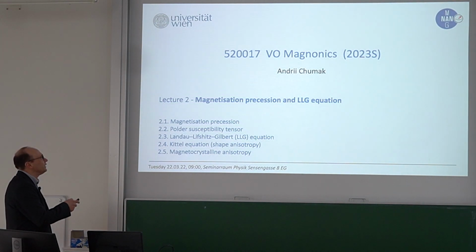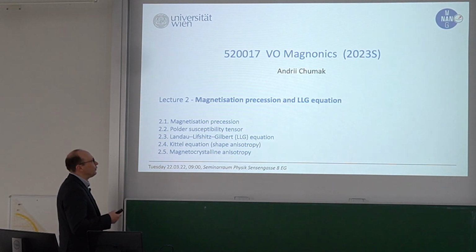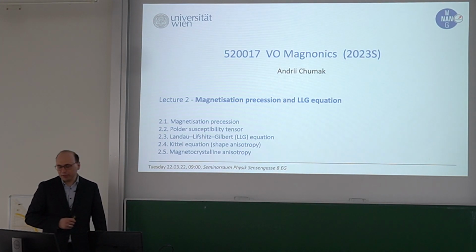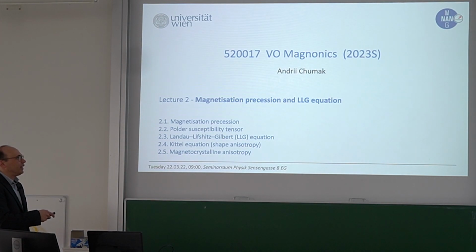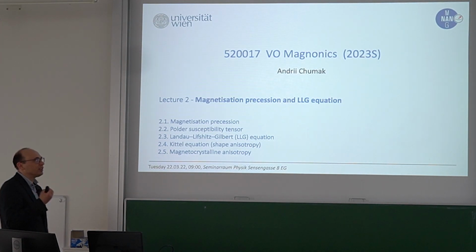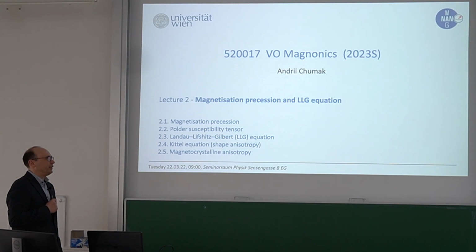So in this lecture, we will discuss precession, the Polder susceptibility tensor, LLG. Then we will go to a very important part, the Kittel equation, and we'll discuss so-called shape anisotropy. And then very briefly, we will discuss magnetocrystalline anisotropy, which is coming from the crystallographic structure of your material.